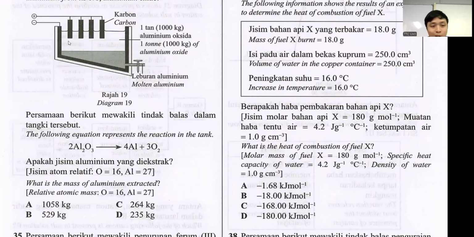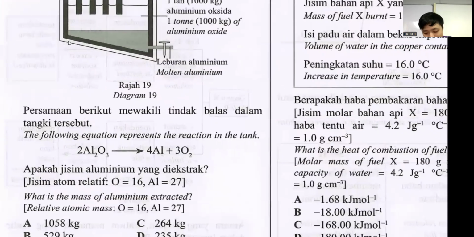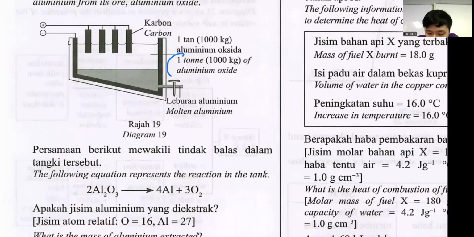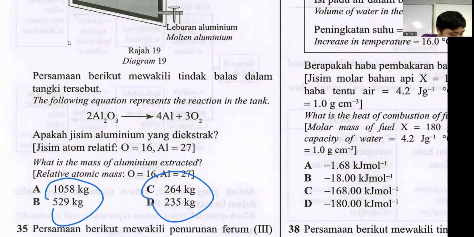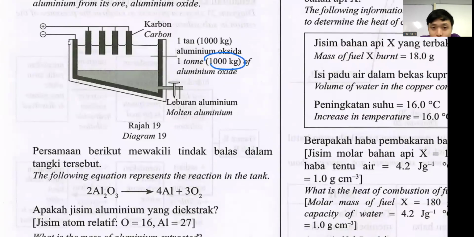So, what is the mass of aluminum extracted? Very easy. They give you aluminum oxide is 1000 kg. You see, the final answer is also in kg, so you can leave it as kg. Or if you want to change to gram also can, since normally you use gram. So 1000 kg equals to how many gram? 1 kg equals to 1000 gram. So 1000 kg equals to 1 million gram.